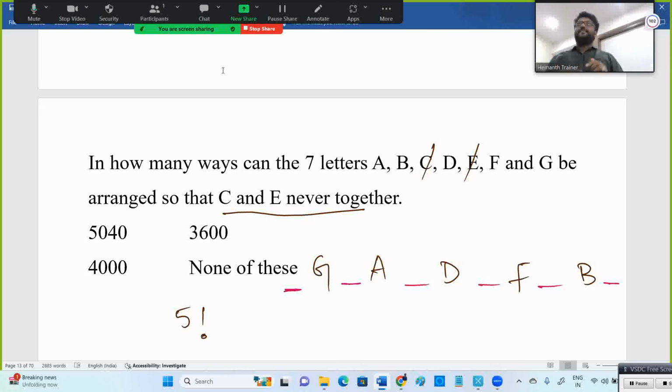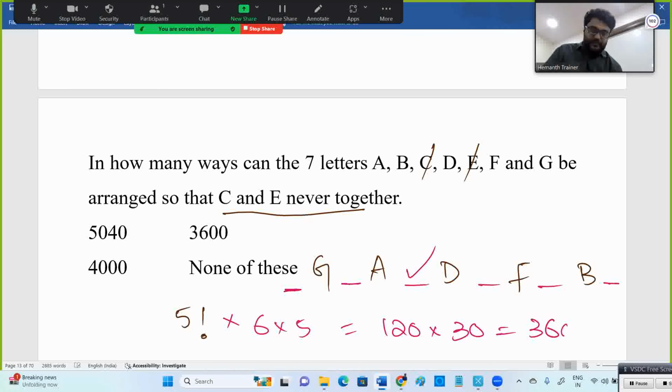So first, C has 6 chances. Among those 6 places, I can put C anywhere, so 6 ways for C. Let's say C is occupied here. Then for D, 5 ways. So that's 5 factorial, 120, times 6 into 5, which is 30, which is nothing but 3600. This is one method. We'll give another method as well.